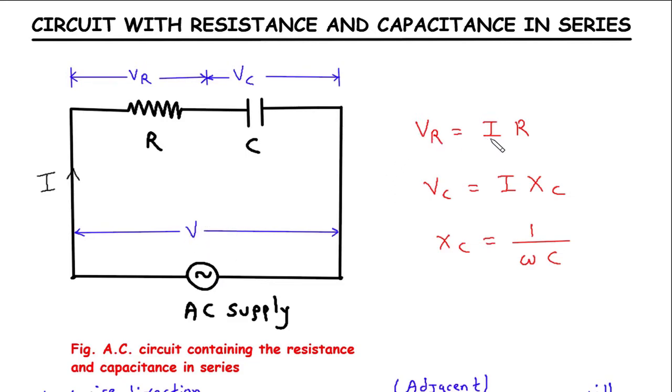Now VR is equal to I into R. According to Ohm's law, voltage is equal to current into resistance. Also VC is equal to I into XC, where XC is the capacitive reactance. Also this XC is equal to 1 by omega C. This omega is the angular frequency.